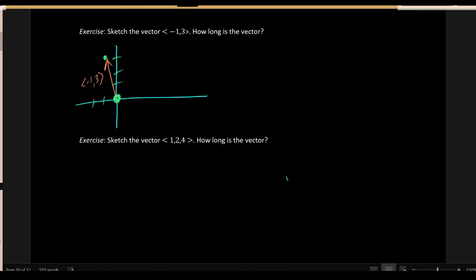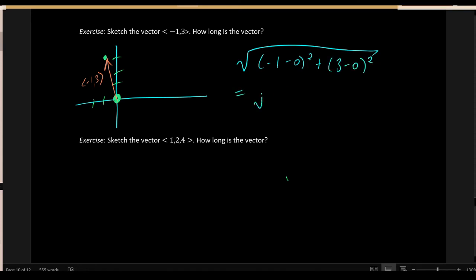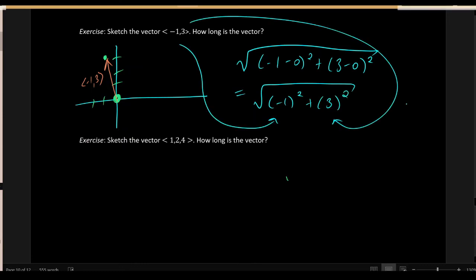The length of this vector can once again be calculated using the distance formula, in this case for two-dimensional space. We can take the square root of the terminal point minus the initial point, -1 minus 0 squared plus 3 minus 0 squared, which coincidentally is the same thing as -1 squared plus 3 squared, which works out to be the square root of 10. That is the length, the size, the strength of the vector -1, 3.